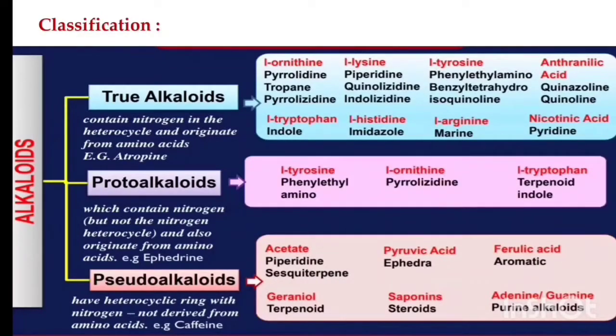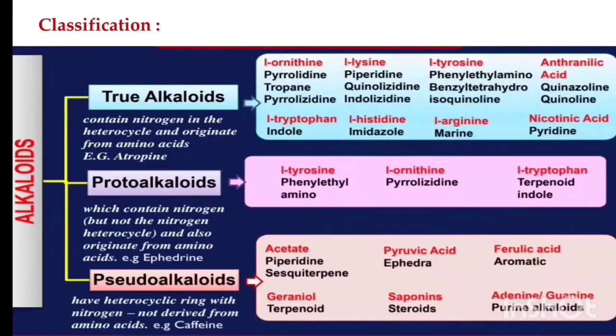True alkaloids contain nitrogen in the heterocycle and originate from amino acids, for example atropine. In true alkaloids: first, L-ornithine, pyrrolidine, tropane, pyrrolizidine. Second, L-lysine, piperidine, quinolizidine, indolizidine. Third, L-tyrosine, phenylethylamine, benzyl tetrahydroisoquinoline. Fourth, anthranilic acid, quinazoline, quinoline. Fifth, L-tryptophan, indole. Sixth, L-histidine, imidazole. Seventh, L-arginine, purine. Eighth, nicotinic acid, pyridine.